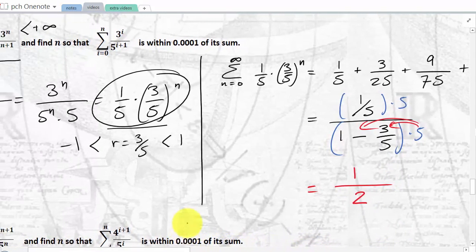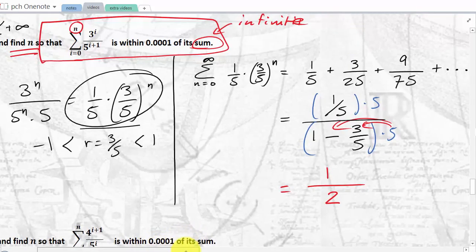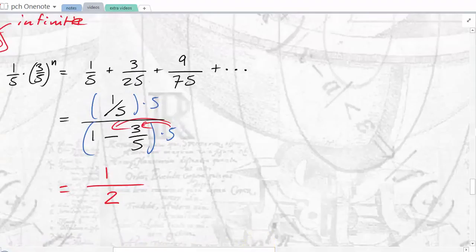Alright, look at the second question and find n so that the partial sum is within 0.0001 of its limit, and that means the infinite sum. The partial sum is within 0.0001 of the infinite sum, okay? Let's understand what that means. Look what you are doing, guys. I'm gonna try to show you on a line what's going on.